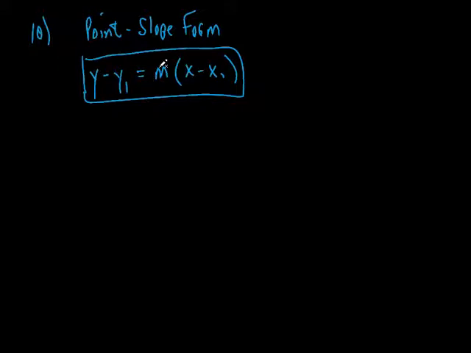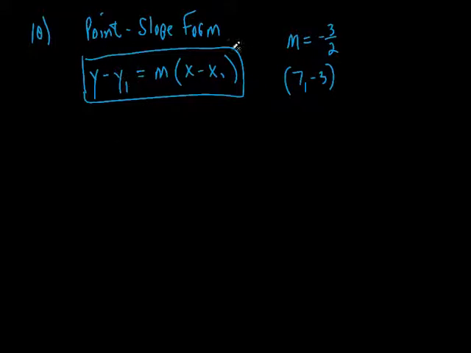So let's look at number 10. What do they give you? They give you a slope, m. Remember, m equals slope. m is negative 3 over 2. And they give you a point, 7, negative 3. So it's perfect to use the point-slope form. If they give you a point and they give you a slope, that's all the information you need to be able to put into the point-slope form. So watch how easy this is.